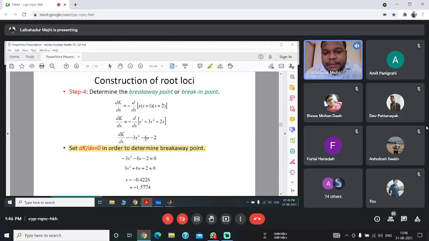So minus 3s square minus 6s minus 2 equal to 0. So we are getting 2 points: minus 0.4226 and minus 1.5774. So remember, the breakaway point will exist if there is a root locus branch.